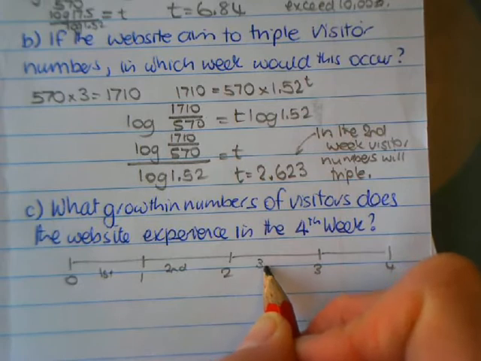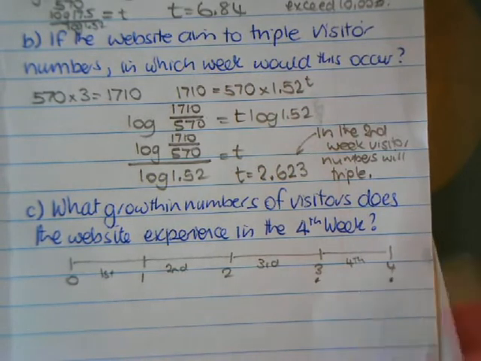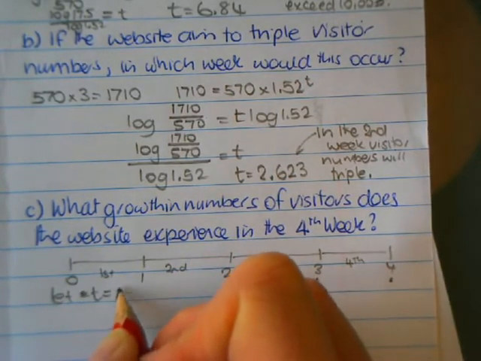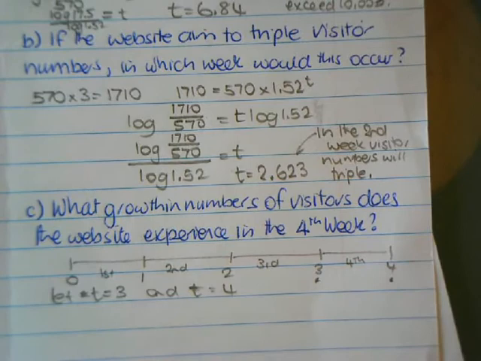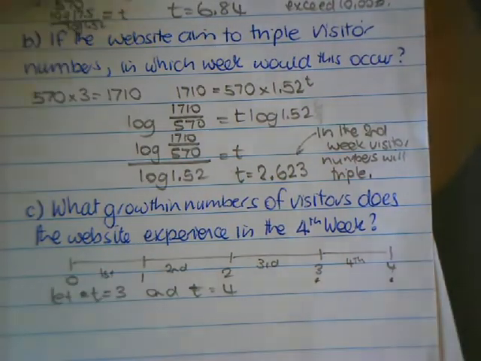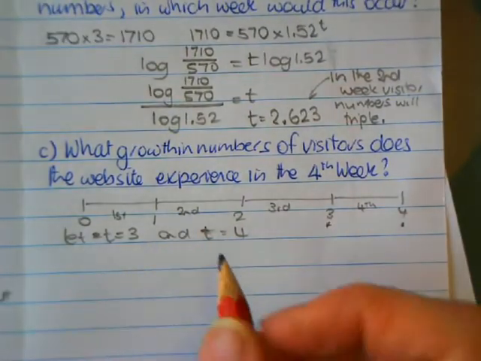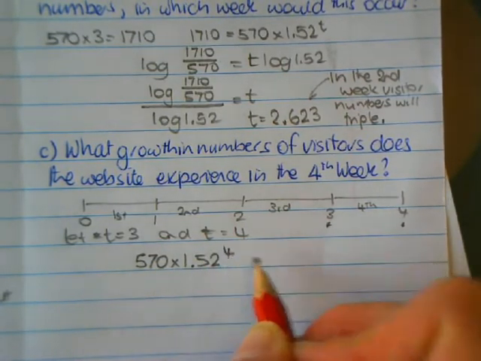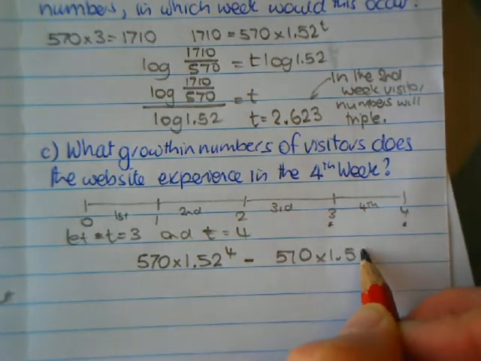Right, what growth in number of visitors does the website experience in the 4th week? First of all, I have to draw up a little diagram with my weeks, just to make sure I understand. 0, end of 1 week, end of 2 weeks, end of 3 weeks, end of 4 weeks. So this is the first week, this is the second week, this is the third week, and this is the fourth week. The fourth week actually is in between week 3 and week 4. So what I need to do is let t equal 3 weeks and let t equal 4 weeks, and work out how much it's grown, how many more visitors occur between those 2 weeks.